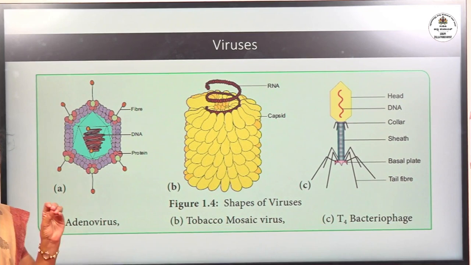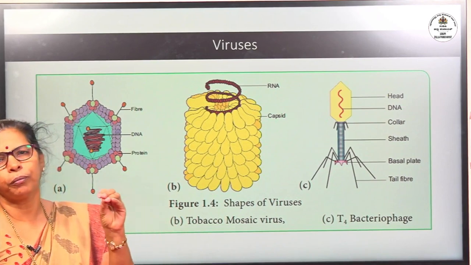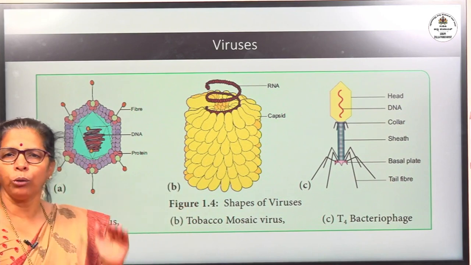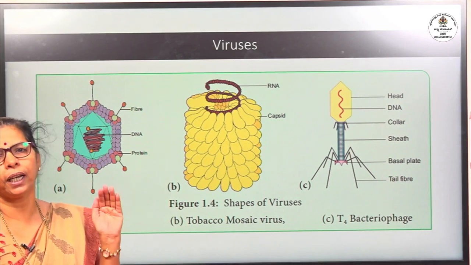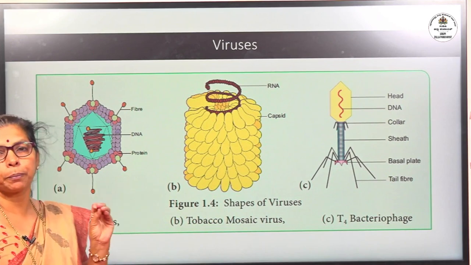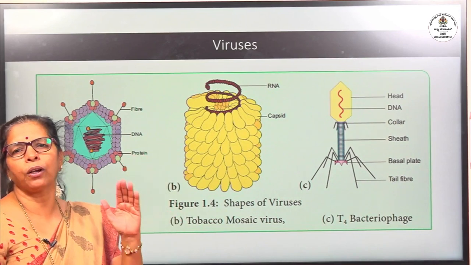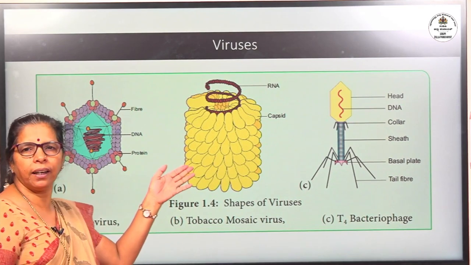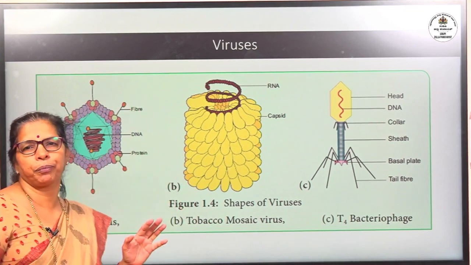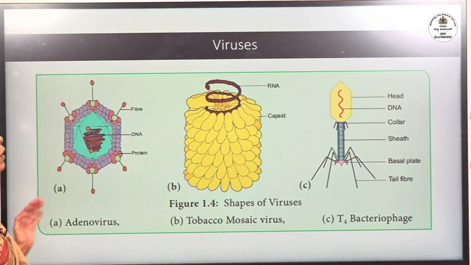And these are non-cellular. They do not have a cell-like structure, but consist of biomolecules. Outside the cell, they are just like crystals, with crystalline property. Only when they are inside the cell, as parasites, are they capable of showing living properties. Outside the cell they are non-cellular entities, but inside the cell they exhibit living properties. They cause infection in both plants and animals, and there are different types of virus.